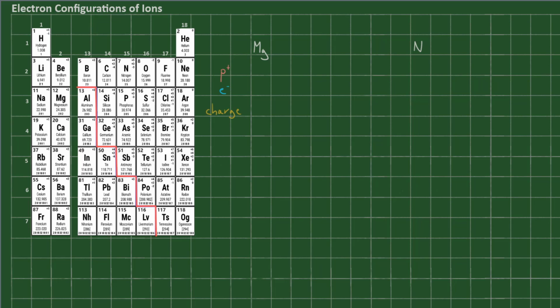Hello good people, I'm going to talk about electron configurations of ions. But before I do that, a bit of revision is in order. Here on the right hand side I have magnesium and nitrogen. I invite you to write down what type of ion they are likely to become.